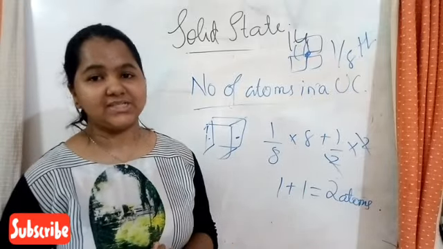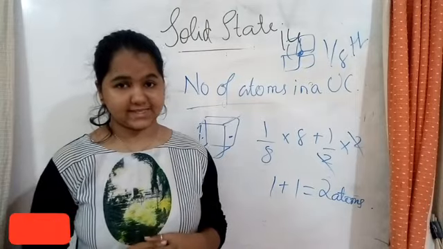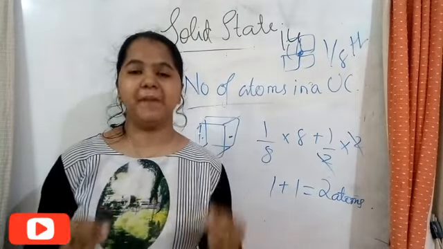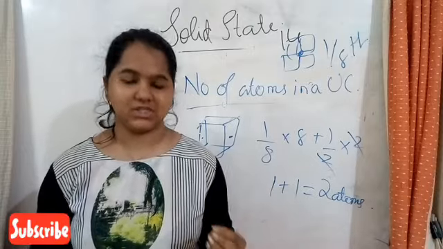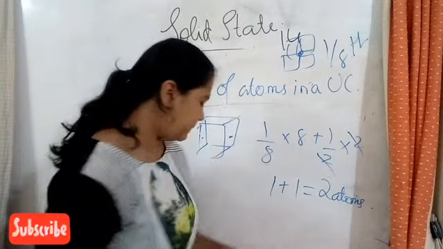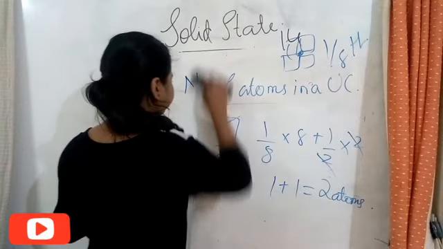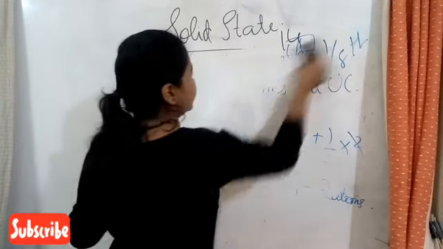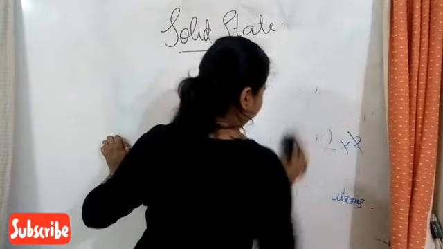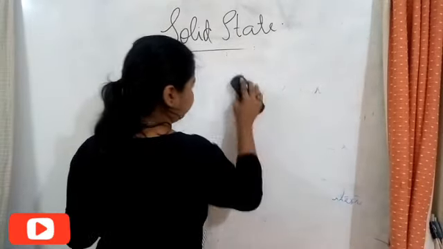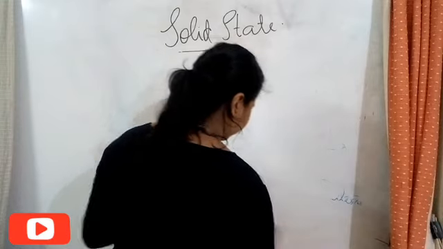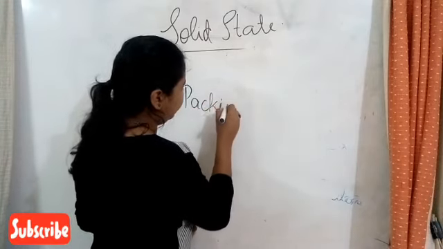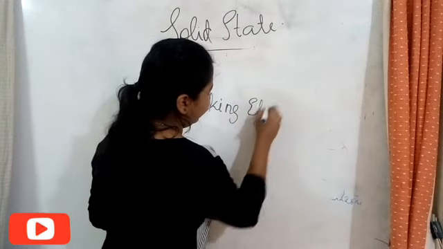So now let's see what is the next topic. The next topic is called packing efficiency. That is the percentage of space occupied by the constituent particles in the lattice. So let's see what that is. Packing efficiency.